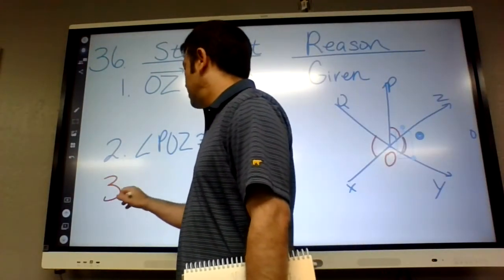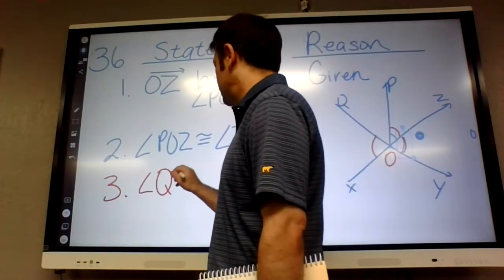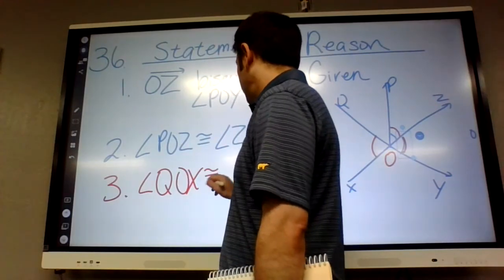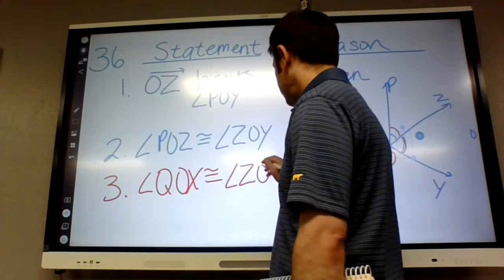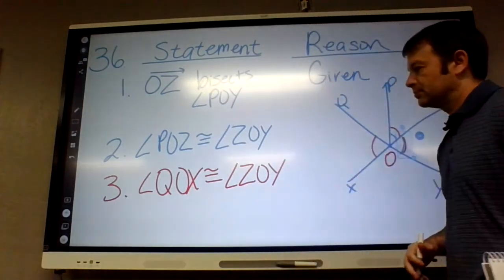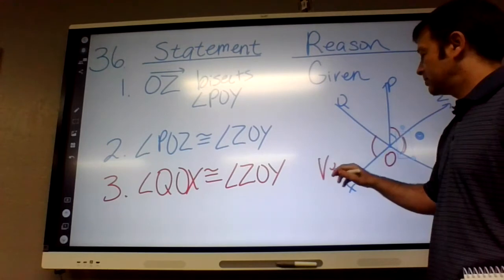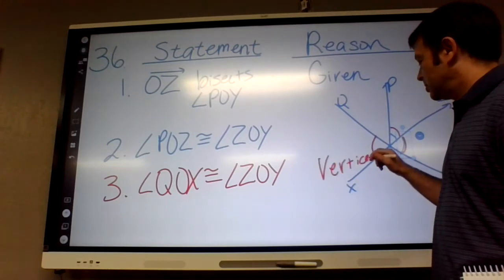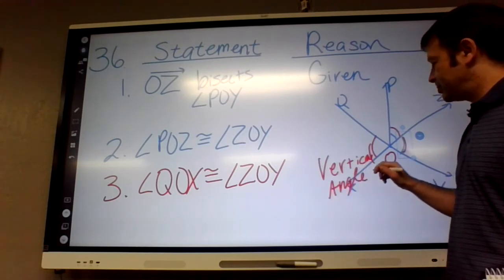So, line 3, angle QOX is congruent to angle ZOY. Okay, it's the vertical angle theorem. I'm just going to put vertical angles.